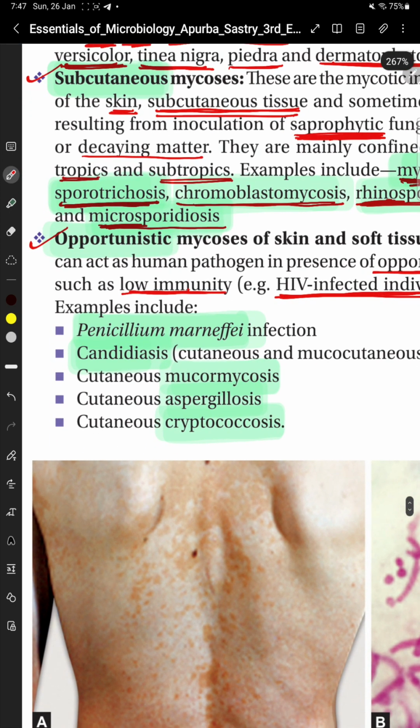Examples of opportunistic mycosis: Penicillium marneffei, candidiasis, cutaneous mucormycosis, cutaneous aspergillosis, and cutaneous cryptococcosis. These are examples of opportunistic mycosis.